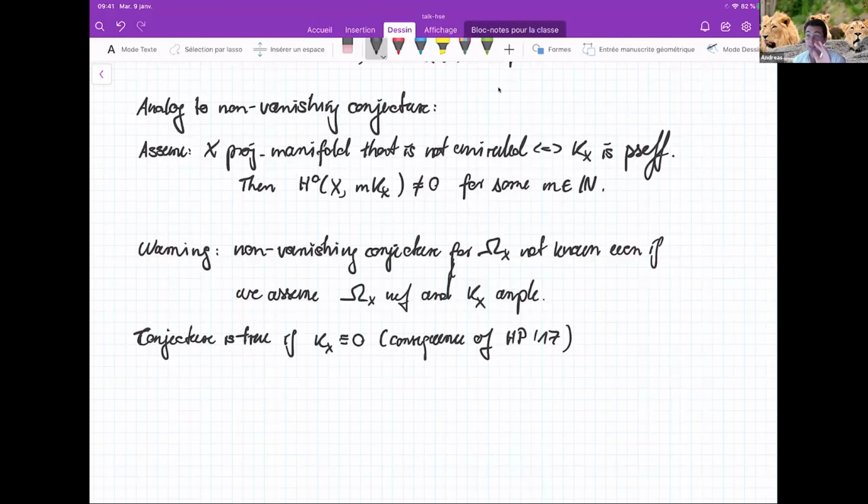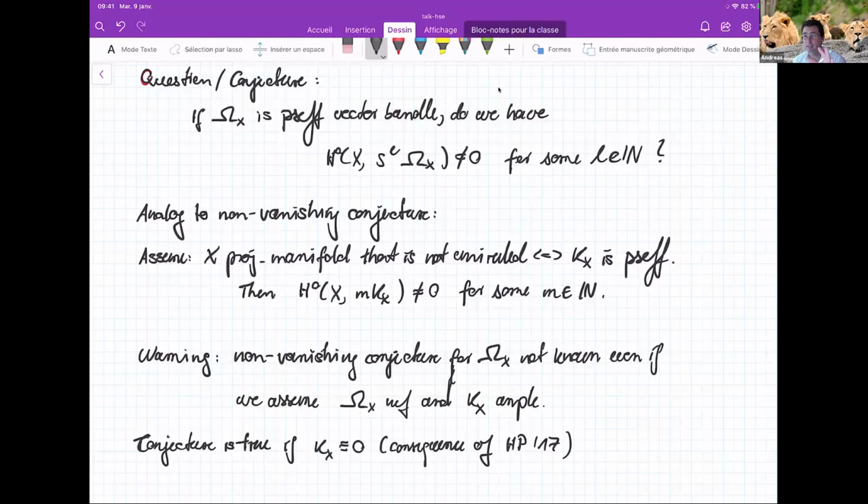If true, they will be true for very different reasons. Non-vanishing for K_X should be true because otherwise MMP doesn't work. Okay, so not so good. The reason why the non-vanishing conjecture for the cotangent might work is that the assumption of having Ω_X pseudo-effective should lead to such special geometries that once you have understood the geometry, the existence of the global sections is a straightforward consequence.